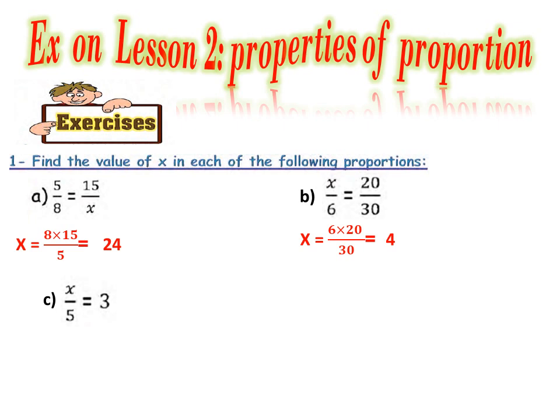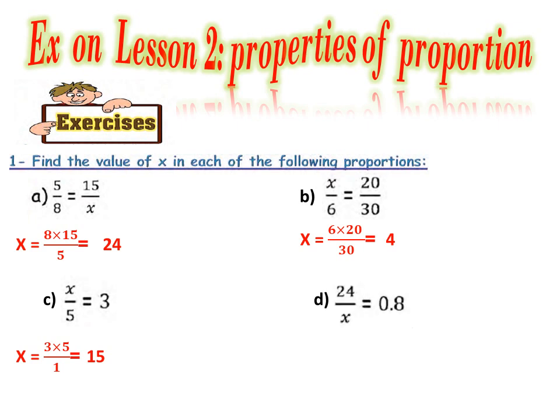We will use cross multiplication to get the value of x. x equals 3 times 5 divided by 1. 3 times 5 divided by 1 equals 15 divided by 1, it will be 15, okay?